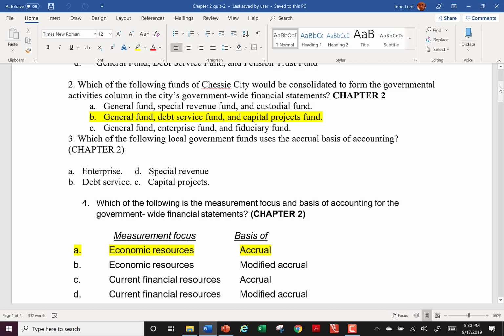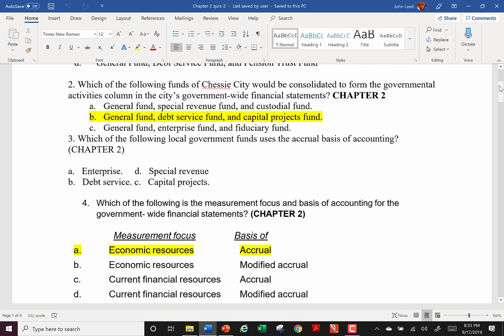Number 3, which of the following local government funds uses the accrual basis of accounting? Uh-oh, I forgot to highlight the answer here. What's the answer? Uses the accrual basis. A, the what? Good. The enterprise fund is the only one that uses accrual because all the rest of these are governmental funds, right? They're going to use modified accrual.